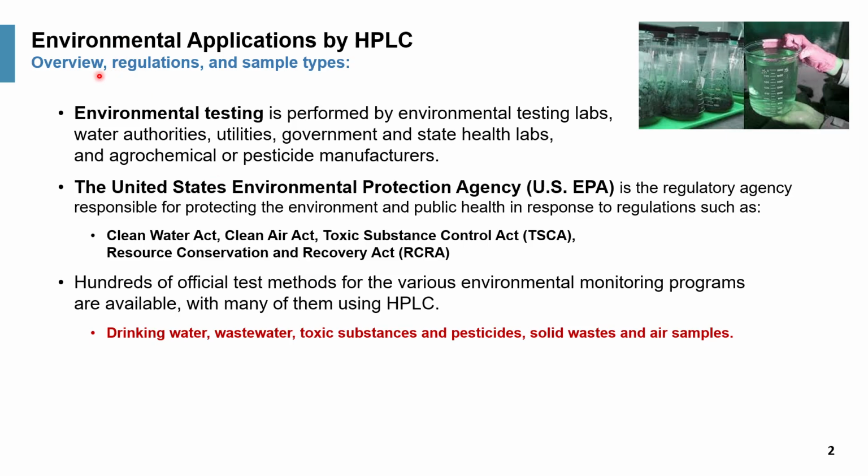This table summarizes an overview of perspective on regulation and sample types on environmental application by HPLC. Number one, environmental testing is performed by environmental testing laboratories, could be by water authorities, utility companies, such as water utility company, government and state health laboratory, such as USDA, and agrochemical and pesticide manufacturers.